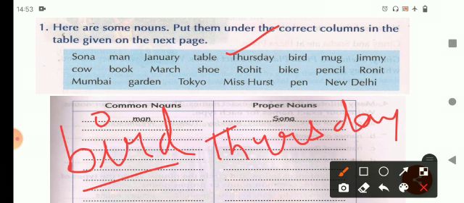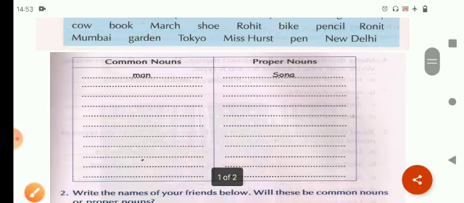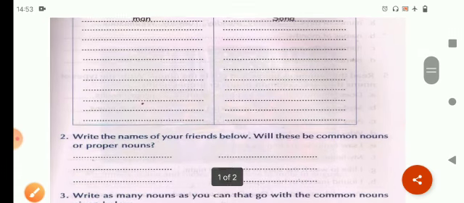And in this way, children, you have to write rest of the nouns in their correct column, like mug, again common noun. Jimmy, name of a person, it will go under the proper noun. Cow, common noun. Book, common noun. March, proper noun. So in this way you can write and complete the tables.